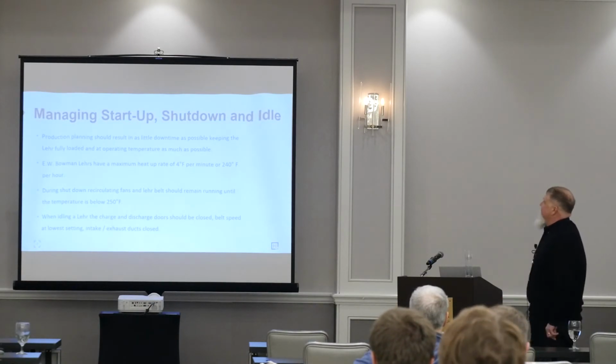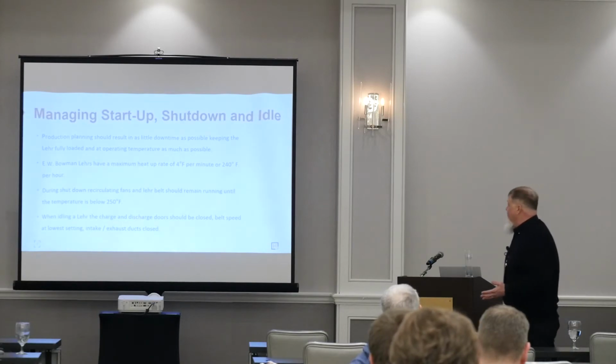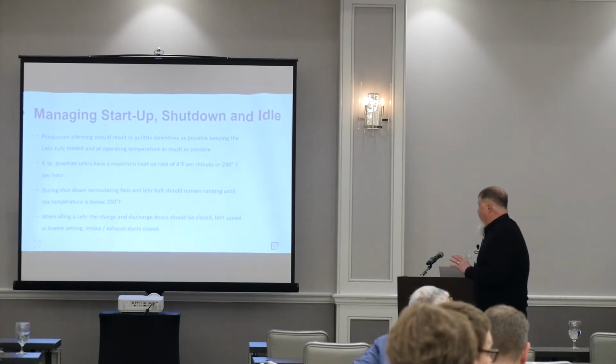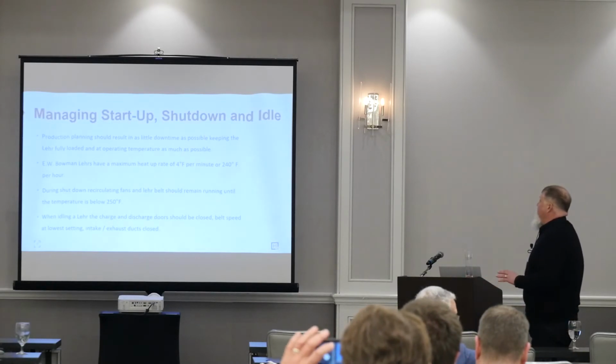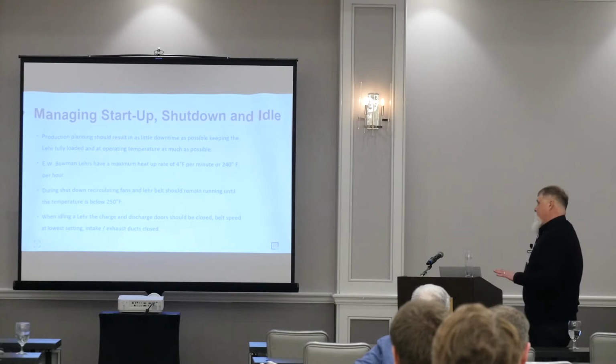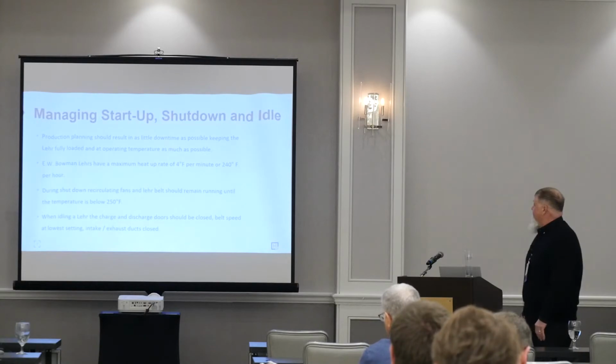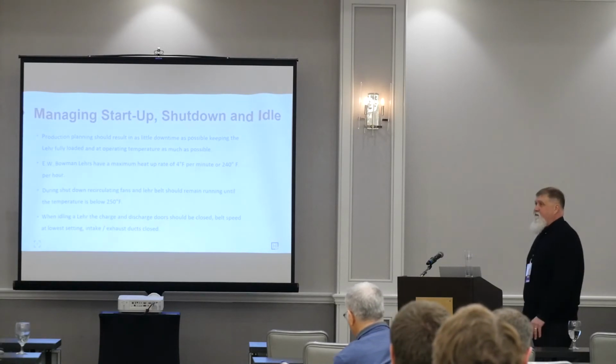So again, just some general statements here: your production planning should result in as little downtime as possible, keeping the lehr fully loaded and at operating temperature as much as possible. I can tell you that specifically with Bowman lehrs, when you get a new Bowman lehr, the manual tells you quite specifically that the heat up rate from ambient to operating temperature should not exceed 4 degrees F per minute, or about 240 degrees an hour. So for a typical decorating operation, going from ambient up to a 1100 plus degree setup, you're looking at 5.5 to 6 hours from ambient to operating temperature.